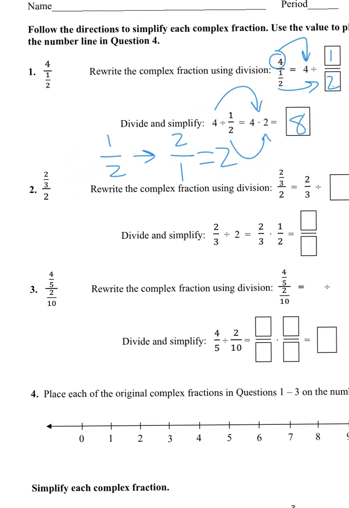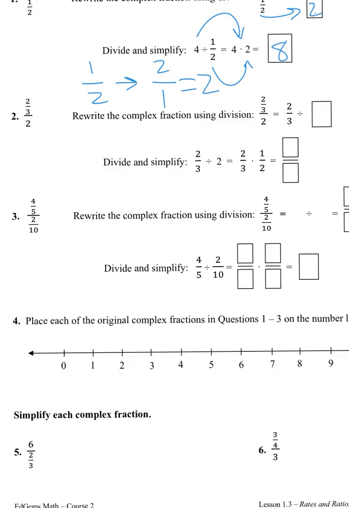Okay, so number 2, you've got 2/3 divided by 2. It says rewrite the complex fraction using division. So we've got 2 over 3 divided by 2, and when we rewrite that, that's 2/3 divided by, what's the denominator? The denominator is 2. And then it says divide and simplify. So you've got 2/3 divided by 2. We're going to keep, flip, change. We keep the 2/3, flip 2 and change it to its reciprocal, which is 1 over 2, or 1/2.